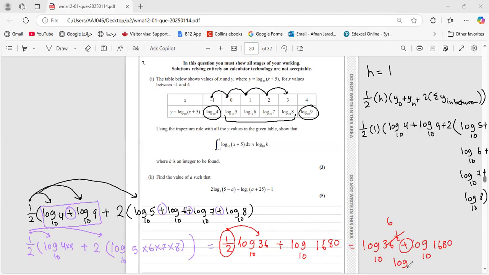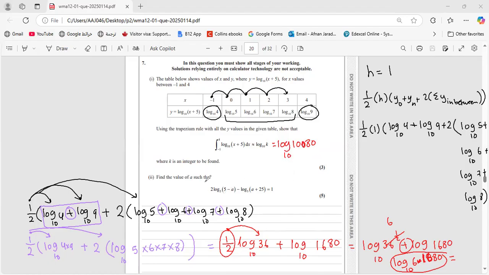So logarithm 10, okay? 6 multiplied by 1680. This is the final answer, which equals logarithm 10. 6 multiplied by 1680 equals 10,080. So this is the final answer.